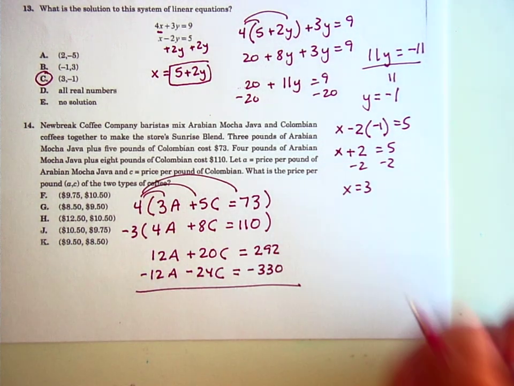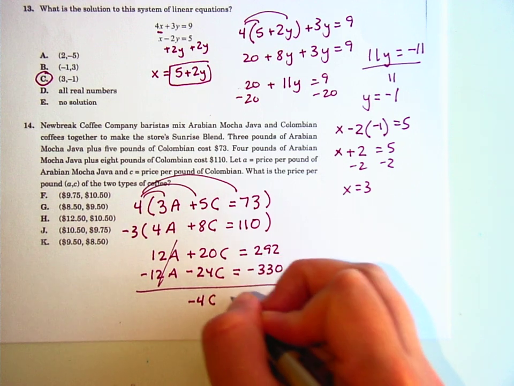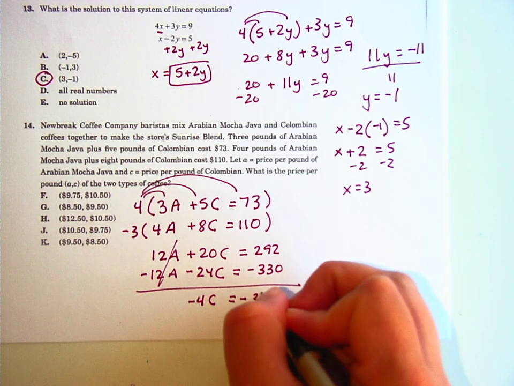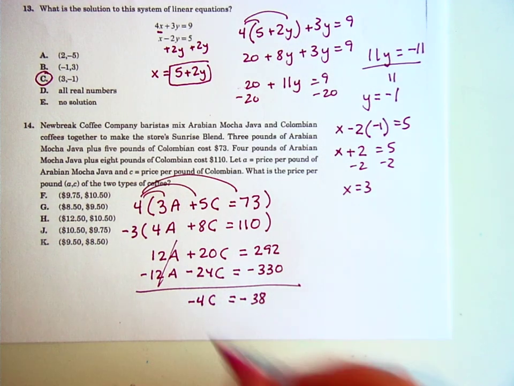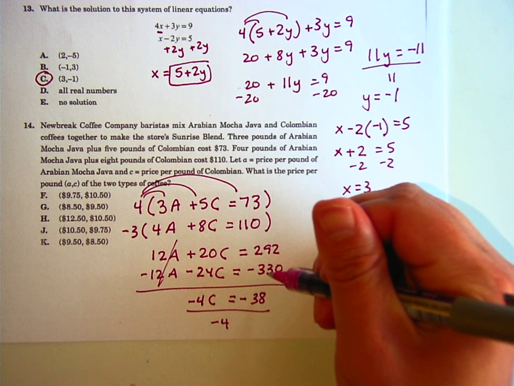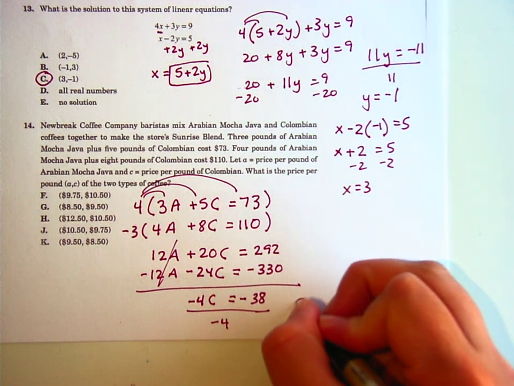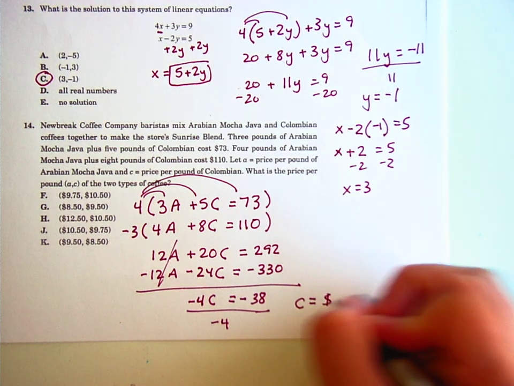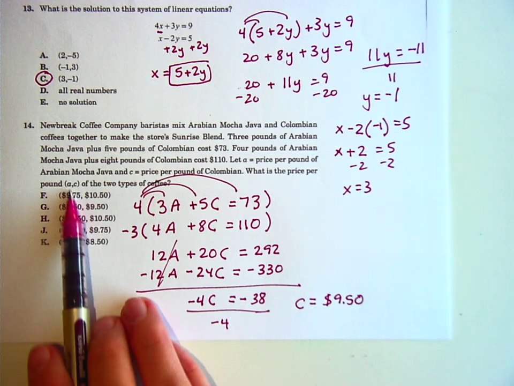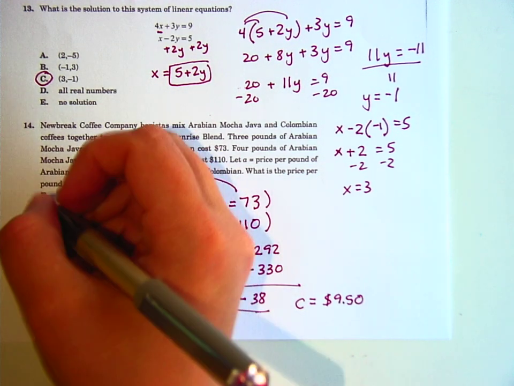All right, and then if I add them together, the A's cancel out, which was exactly my plan, and I get -4c equals -38. Okay. If I divide by -4 on both sides, remember that was just me adding this one and these two together to get that. -38 divided by -4 is c equals 9.50. So 9.50 for c, which looks like it says right there, it's the second one. That means the answer is G.